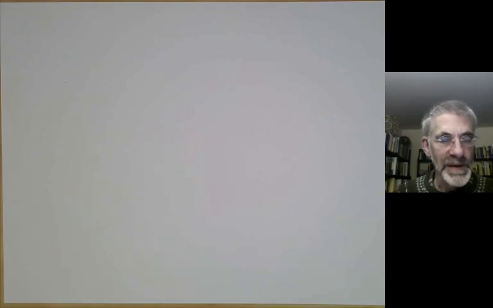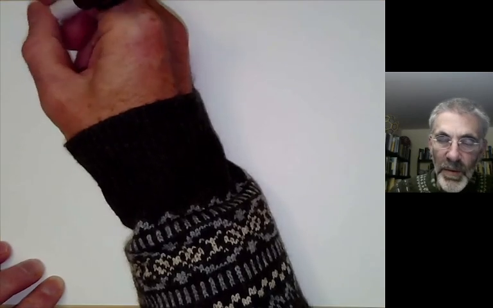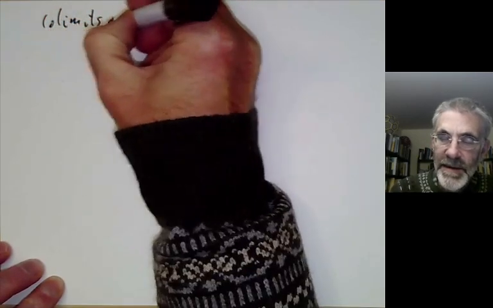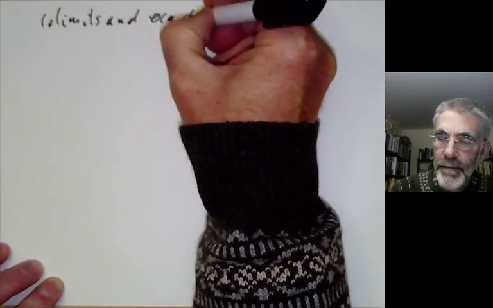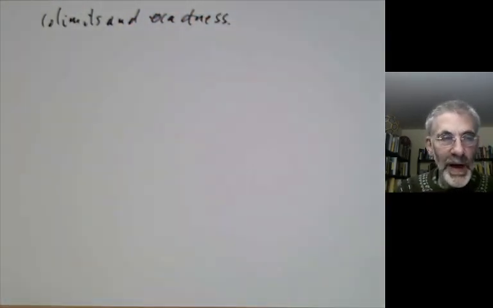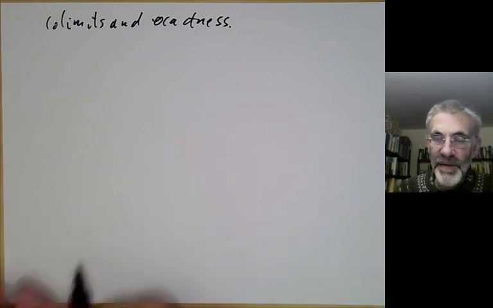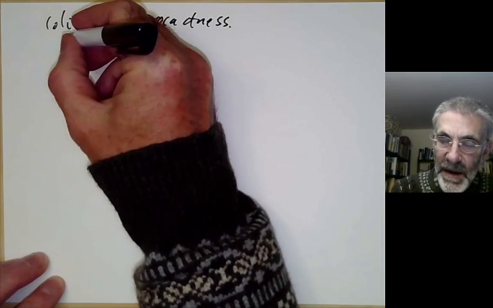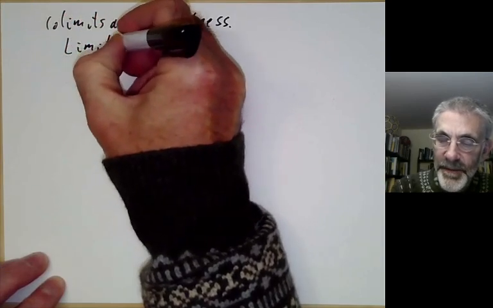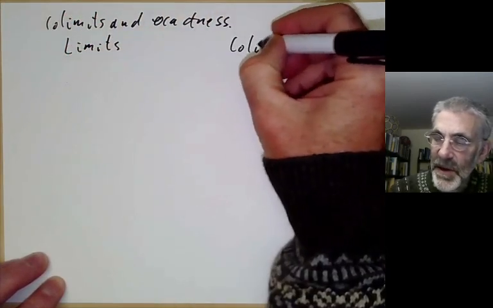This lecture is part of a series of lectures on rings and modules and will be about colimits and exactness. So I'll start by quickly reviewing some examples of limits and colimits of modules and other things. So here are some limits, and here I'll put the corresponding colimits.